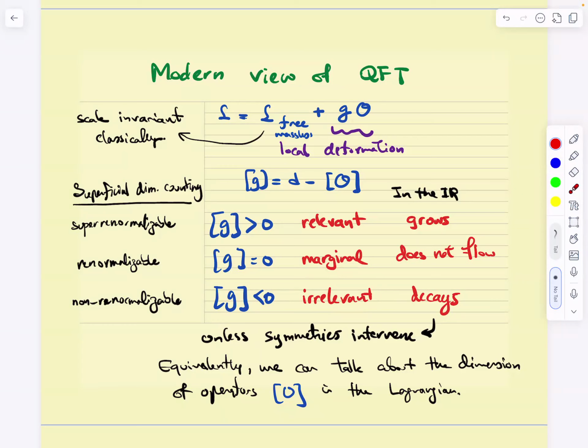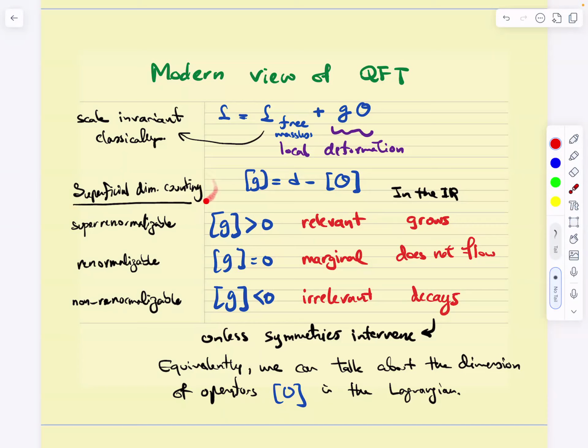So one obvious example: what is the simplest term I can add to any theory? A mass term, right? The coupling of this mass deformation is mass squared, so its dimensionality is always 2, which is relevant. So mass is a relevant deformation always, in any theory, which means that it grows in the IR. Mass grows in the IR. We're going to discuss it in absolute detail.